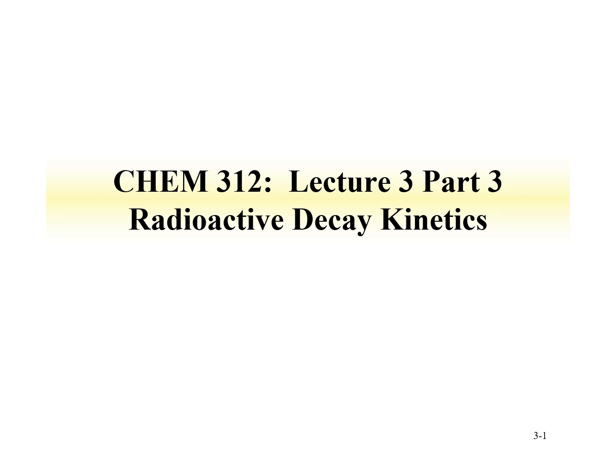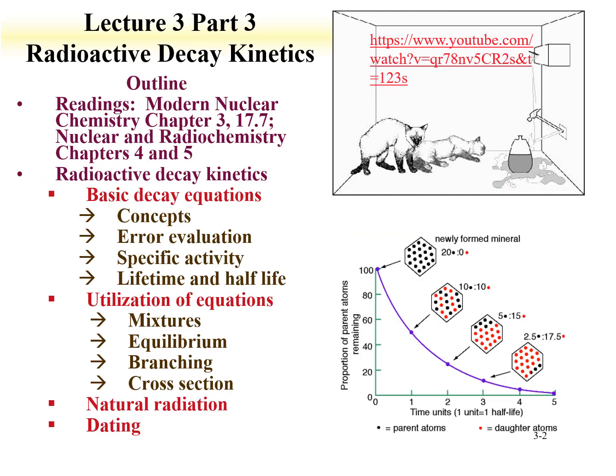Welcome to Lecture 3, Part 3, the third and final part of the lecture on radioactive decay kinetics for Chemistry 312 Radiochemistry. For Lecture 3, Part 3, we're going to discuss reaction cross-sections, which describe the probability of reactions to occur.